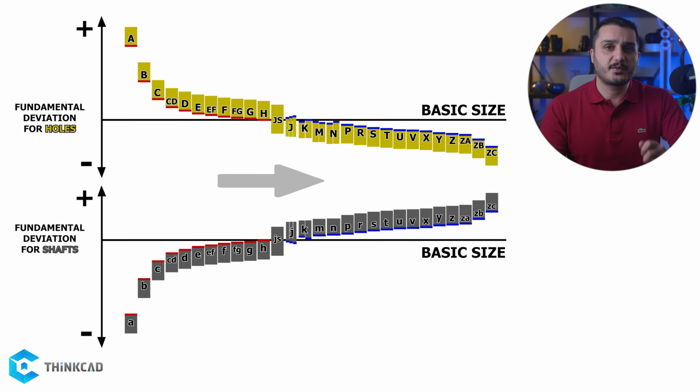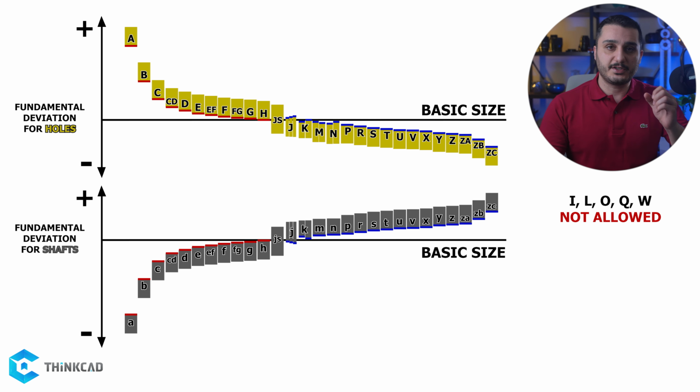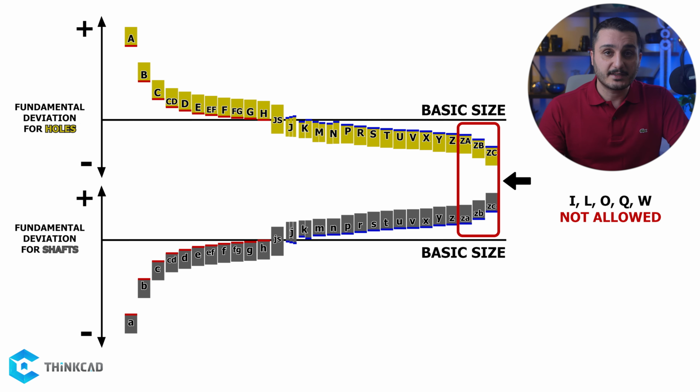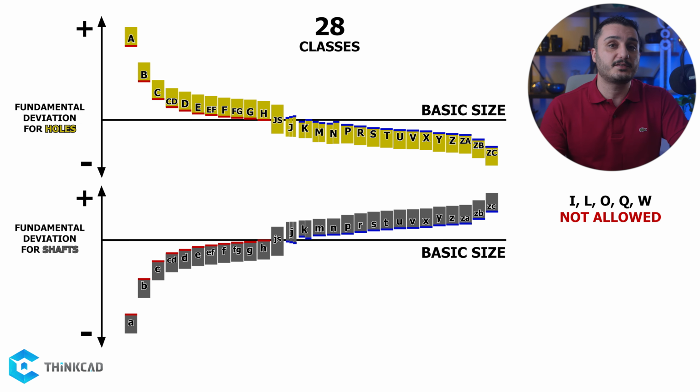These letters start from A and go towards Z with some exceptions here and there. First of all, we don't allow the letters I, L, O, Q, and W because they can be confusing and misread, especially since we have a case-sensitive system here. Another exception is that we have CD between C and D, EF between E and F, and FG between F and G. There is also JS that goes next to J, and also ZA, ZB, and ZC that all go after the letter Z. This gives us 28 different classes for our fundamental deviations.